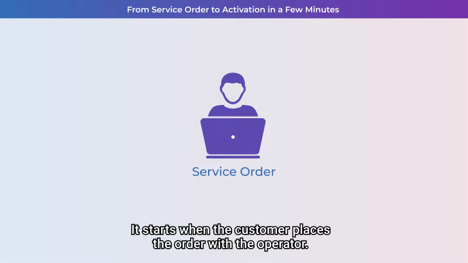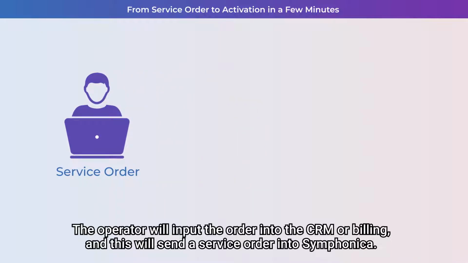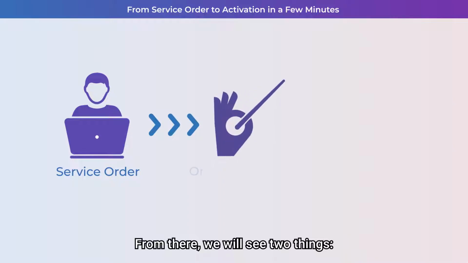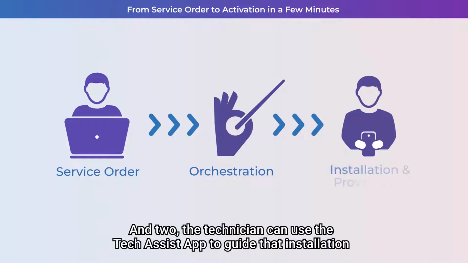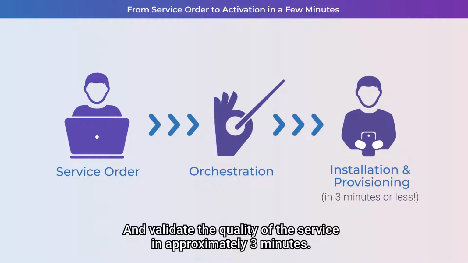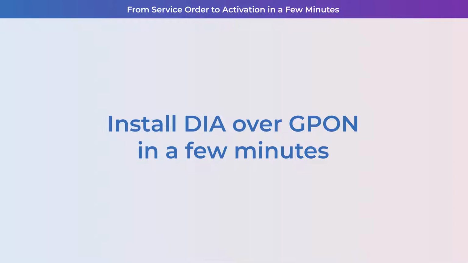It starts when the customer places the order with the operator. The operator will input the order into the CRM or billing, and this will send a service order into Symphonica. From there, we will see two things. 1. Symphonica is able to orchestrate and activate the services, both in the OLT manager and in the edge router. And 2. The technician can use the Tech Assist app to guide that installation and validate the quality of the service in approximately 3 minutes. Let's see how it works.